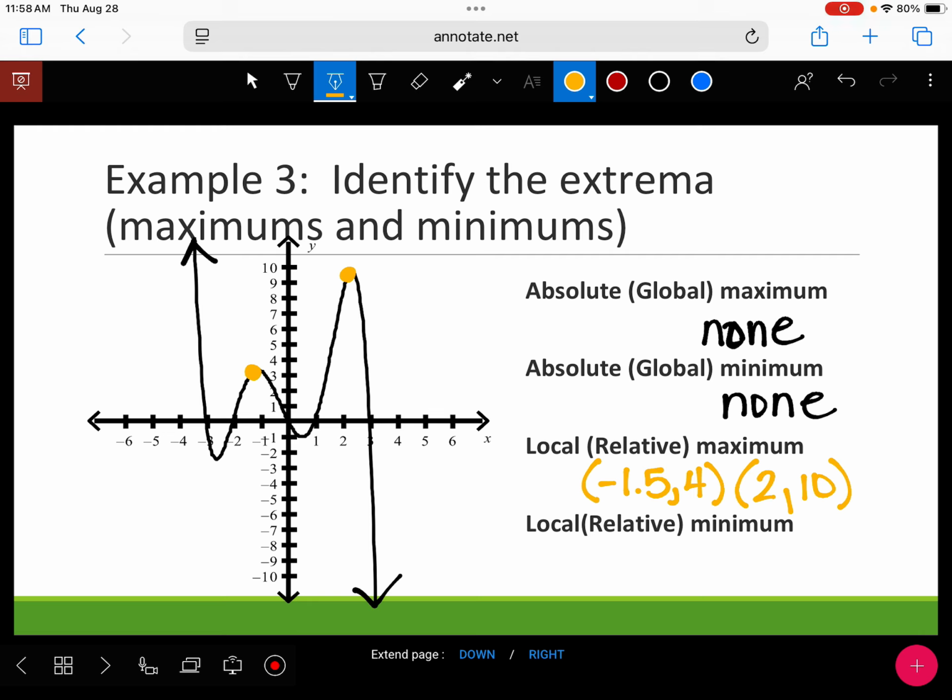And then show me with your fingers, how many local relative mins do you think we have? All right, 2 again. That would be here and here. So I'm going to say that's negative 3, negative 2. And then I'm going to call this one 1/2, negative 1.